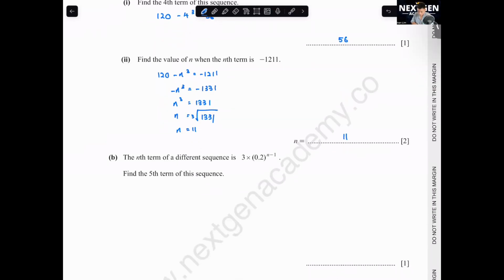Question B. The nth term of a different sequence is 3 times 0.2 to the power of n minus 1. Find the fifth term of this sequence. Quite easy, these are just substitution. You replace the n with 5, so 0.2 to the power of 5 minus 1. You will get 3 times 0.2 to the power 4. Calculate it. You can either leave it in decimal or fraction. The fraction will be 3 over 625. Write just one of them.